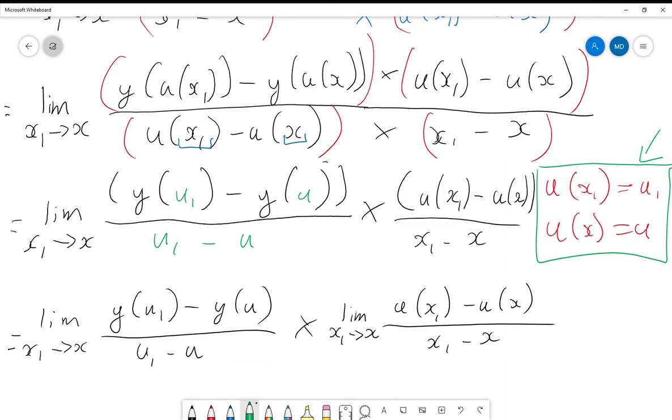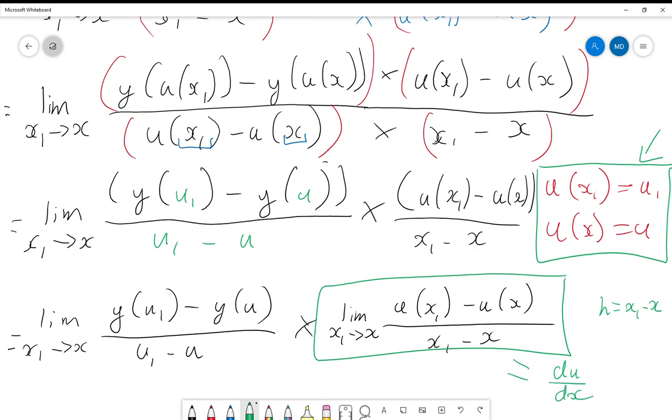Now, this one here is just really, really nice. This one is already in the form of a derivative, just remembering our original substitution of h equal to x1 minus x. And so this one, the one in green, is already just du by dx. So that's great.